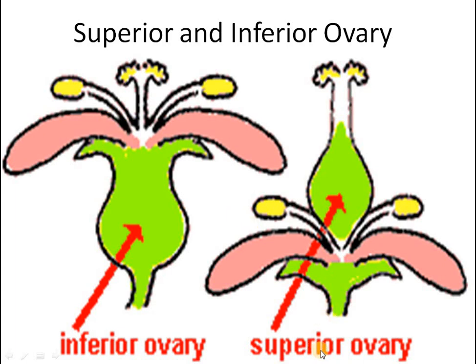On the other hand, a superior ovary is lying above all of them. The sepals, the petals, and the stamens are lying below. So when the ovary is lying above these structures, we say that the flower has a superior ovary.